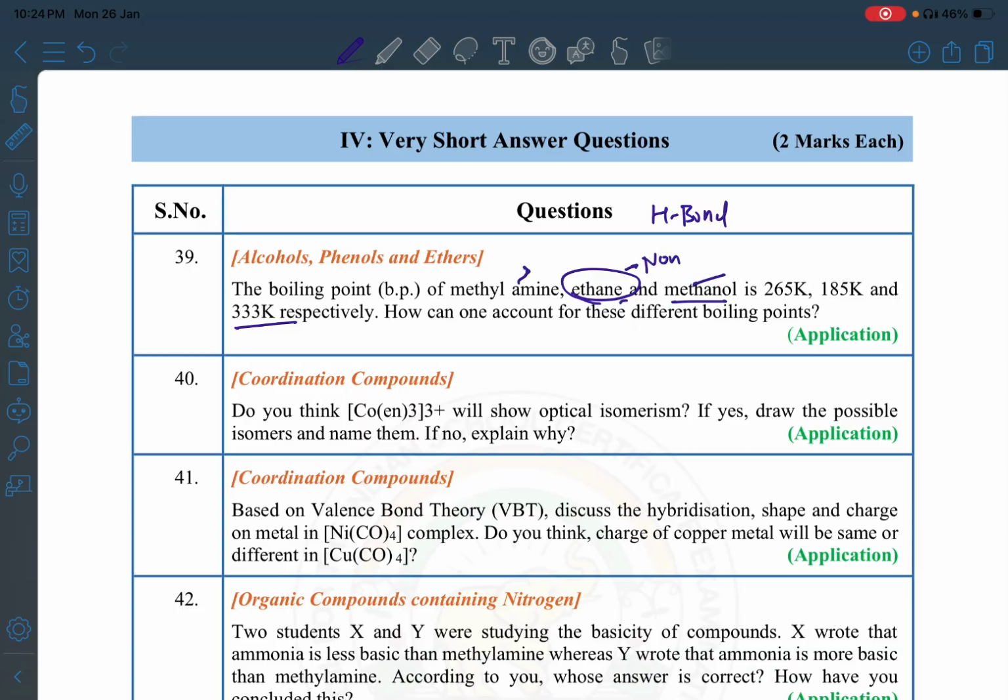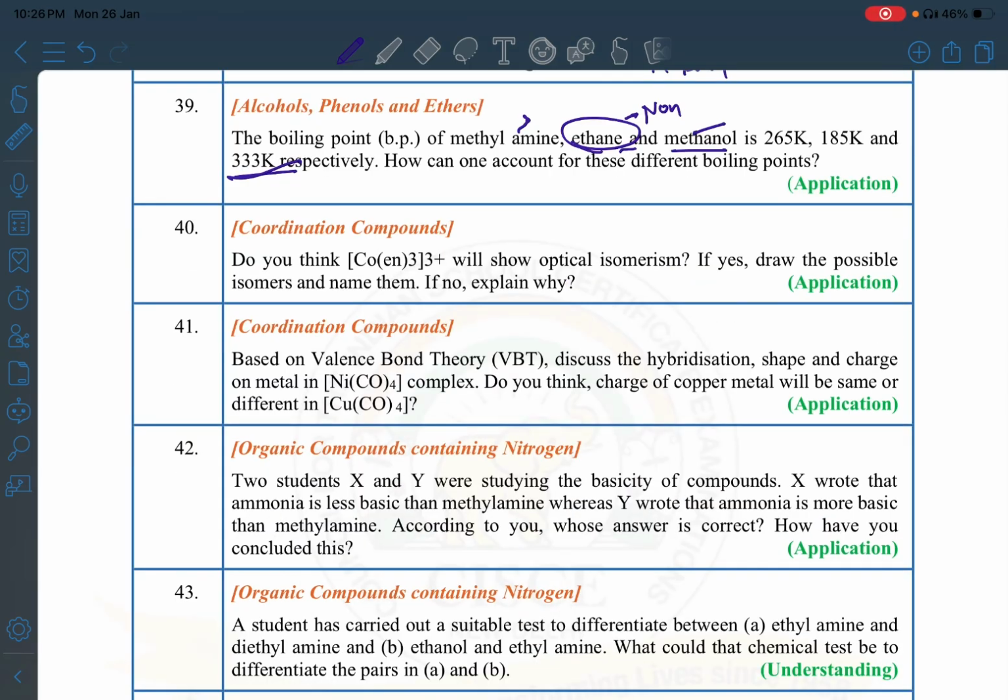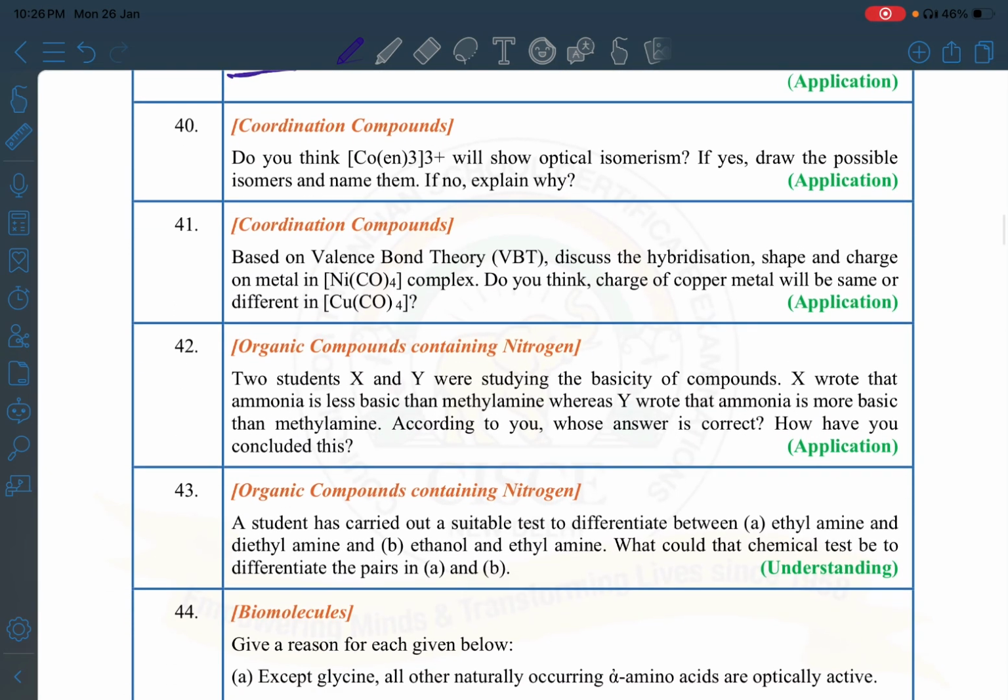And then amines also have hydrogen bonds. But hydrogen bonding is directly proportional to electronegativity, because oxygen is more electronegative than nitrogen. That's why methanol has the highest boiling point, then amines, then ethane. So hydrogen bonding is the phenomenon behind the boiling point. I'm explaining this question, and you can write the answer as you want.